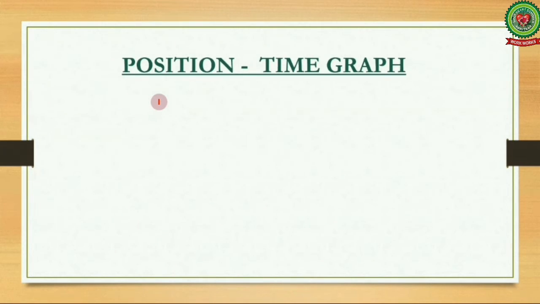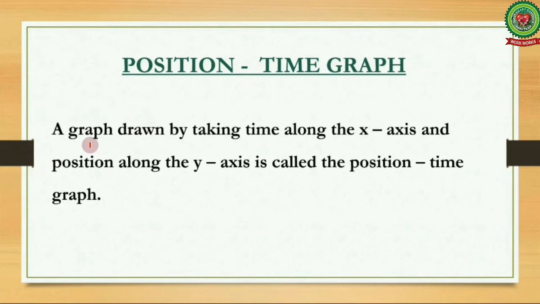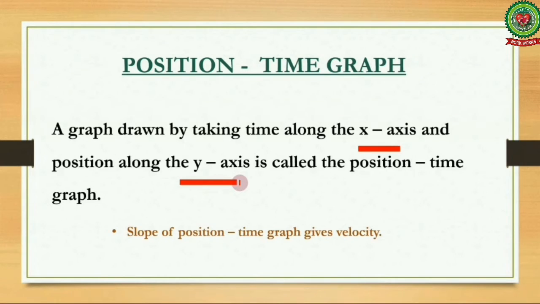So let's see the very first graph, that is the position time graph, which is also called the distance time graph. Students, the graph drawn by taking time along the x-axis and position along the y-axis is called the position time graph. Remember, the slope of the position time graph gives us velocity. Now let's see different position time graphs.